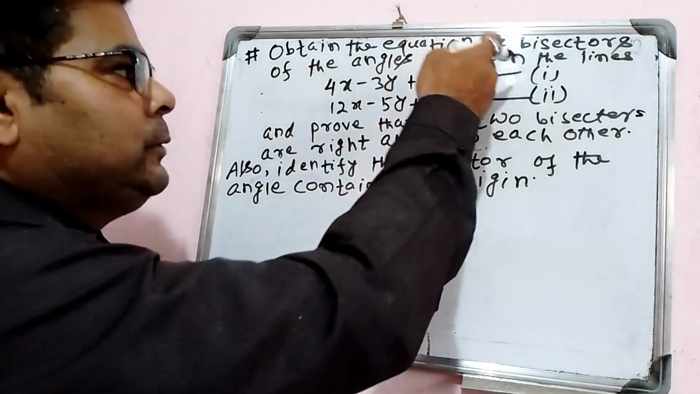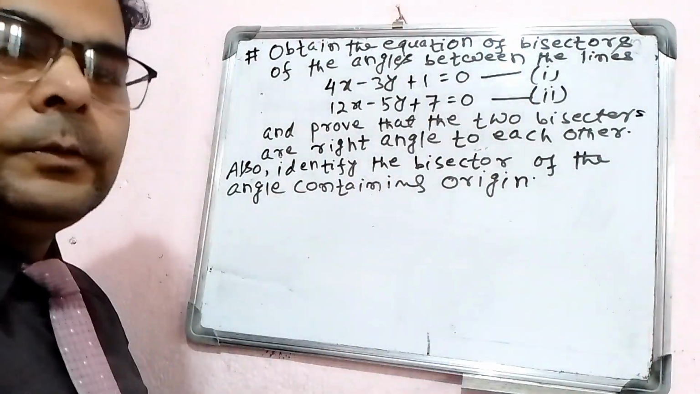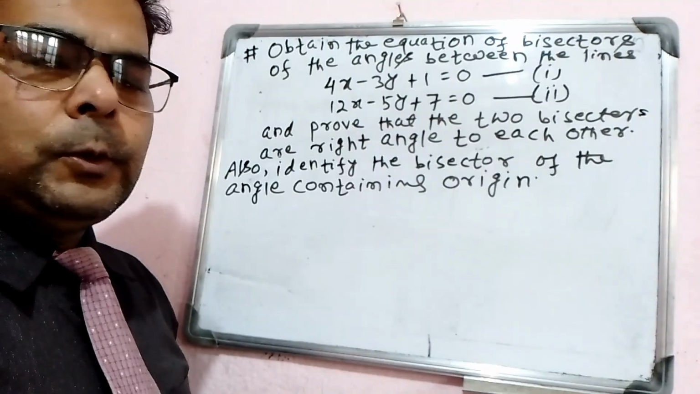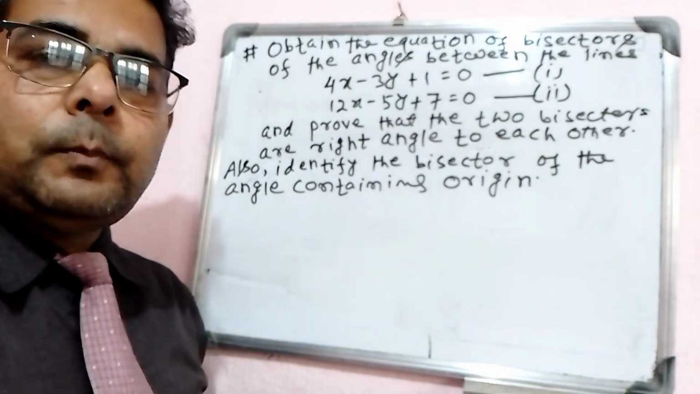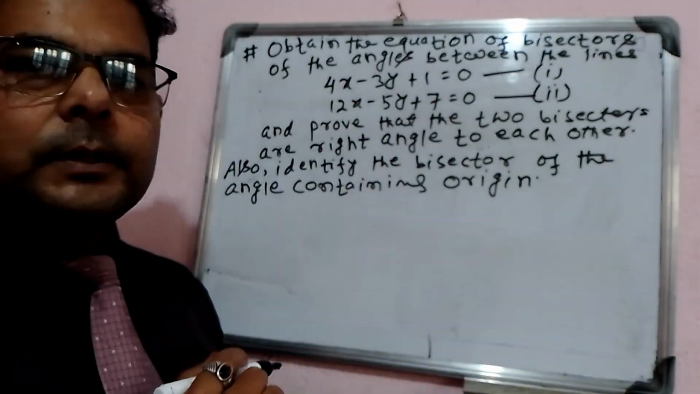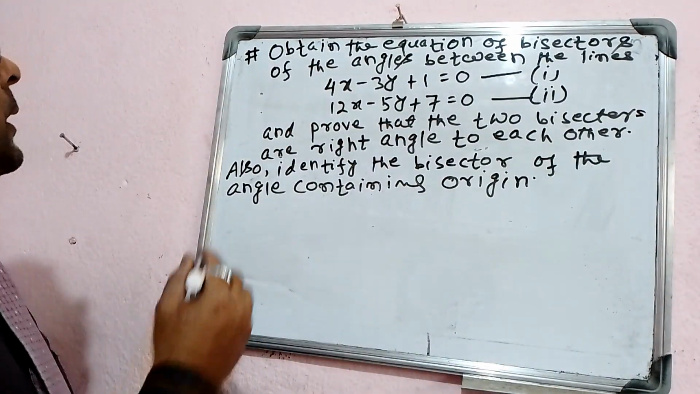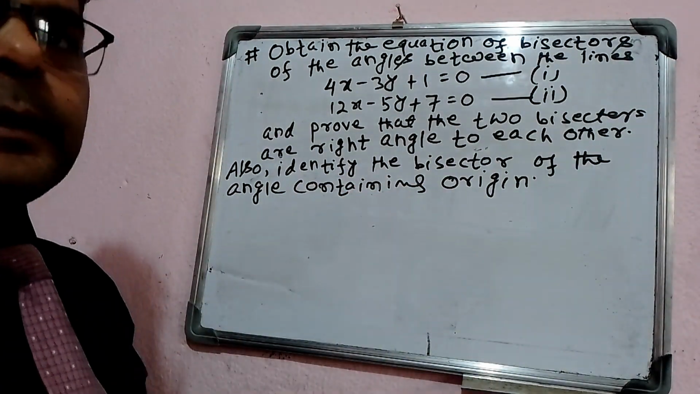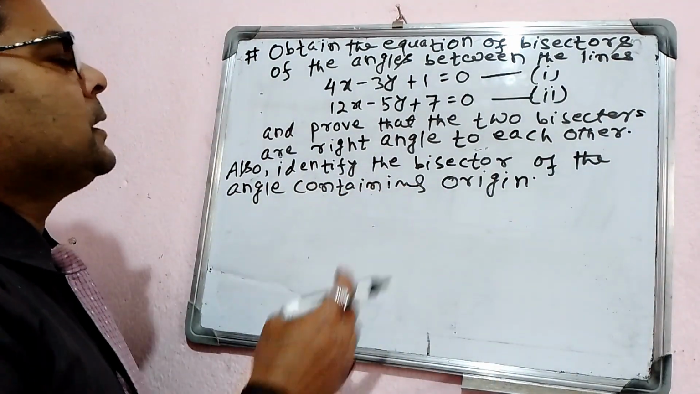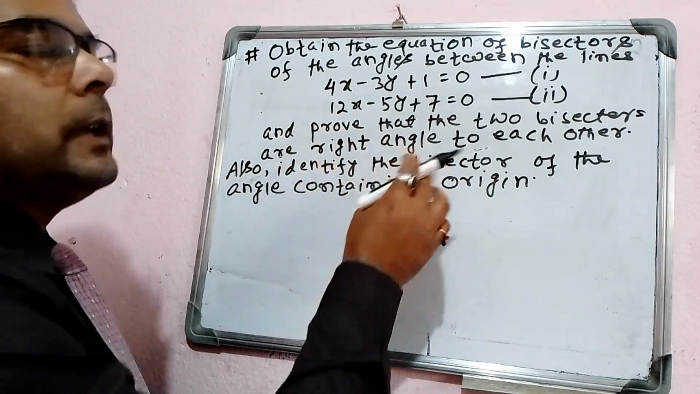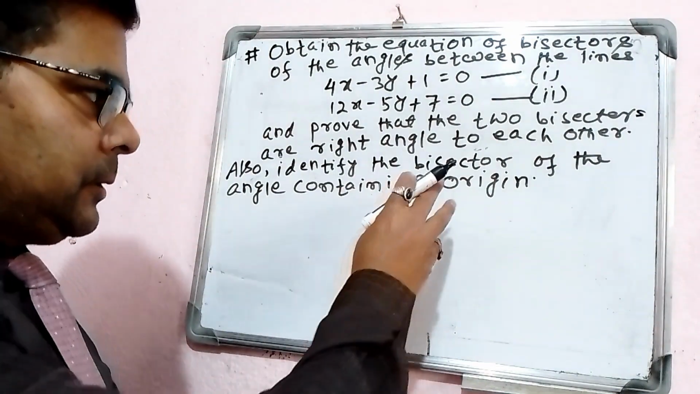That means by using these two lines you will have two bisectors, and then you have to prove that the angle between the two bisectors is 90 degrees. That means they are at right angle to each other. And then also identify the bisector of the angle containing the origin. Okay, the same questions. You can start from anywhere, so better you go through this so that you can save time and space over here.